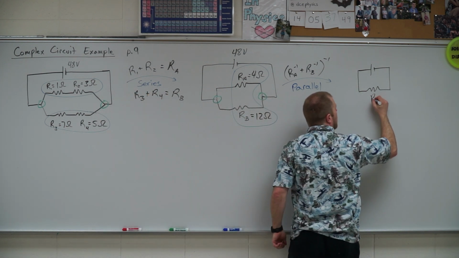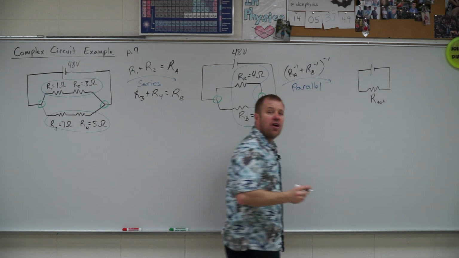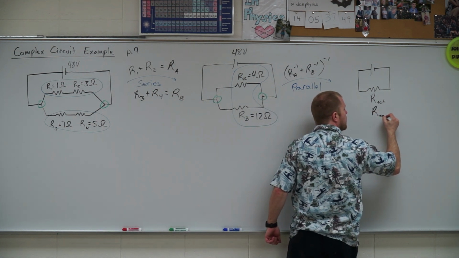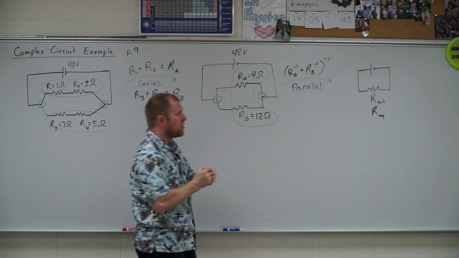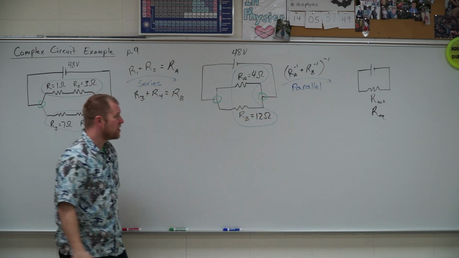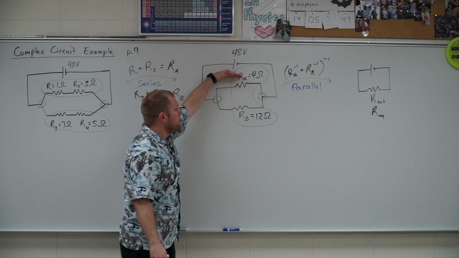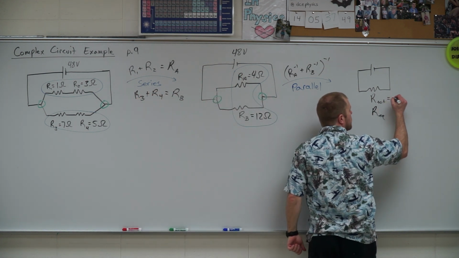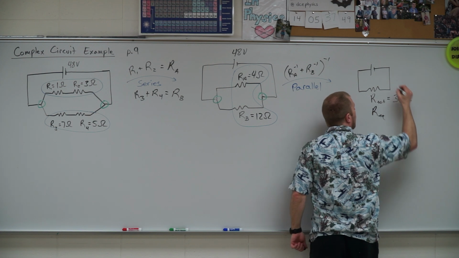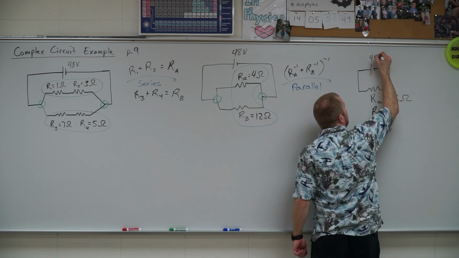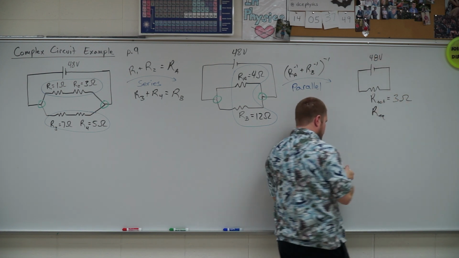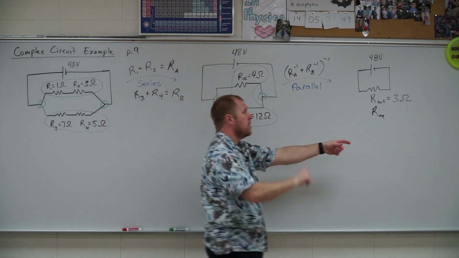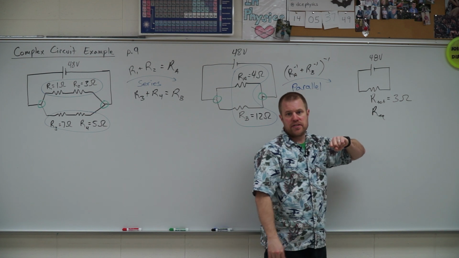And I'm just going to call it R total. You could call it REQ as well. Those are equivalent. So this is the equivalent resistance of the circuit or the total resistance of the circuit. And I can do 1/4 plus 1/12. I get 1/3, inverse 1/3, and I get 3 ohms. So this is the first step of all of these problems: we need to work all the way down until we get one resistor.